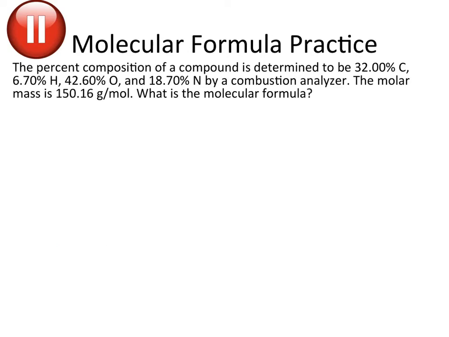So here's a question that says the percent composition of a compound is determined to be 32% carbon, 6.70% hydrogen, 42.6% oxygen, and 18.70% nitrogen by a combustion analyzer. The molar mass of this compound is 150.16 grams per mole. What is the molecular formula? So go ahead and pause the video, work this through, and we'll come back with the answer in a few moments.